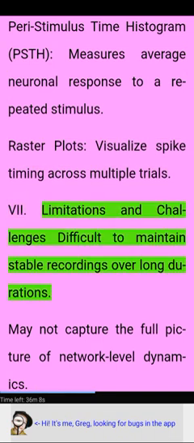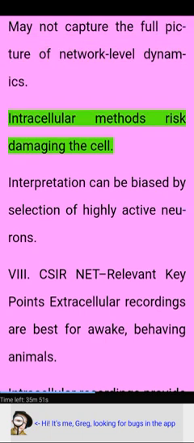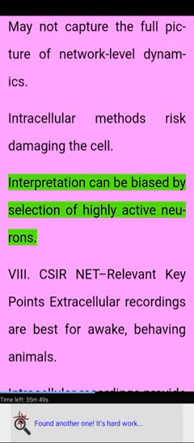7. Limitations and challenges. Difficult to maintain stable recordings over long durations. May not capture the full picture of network-level dynamics. Intracellular methods risk damaging the cell. Interpretation can be biased by selection of highly active neurons.